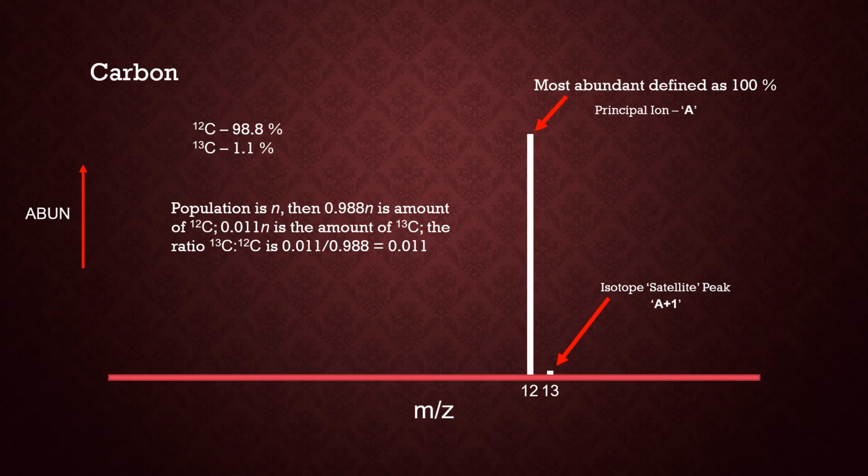Okay, we look at carbon now, and we see the following pattern. We see the most abundant line at a mass-to-charge ratio of 12. We see an isotope satellite line at 13. Since we've determined that we're going to call the principal ion A, the isotope line at 13 is an A+1 line, and this would be considered an A+1 type of element.